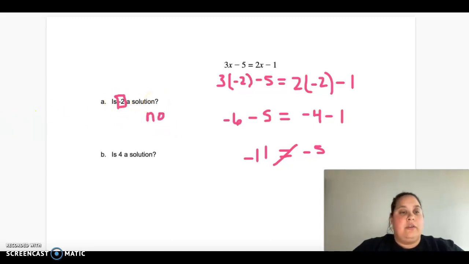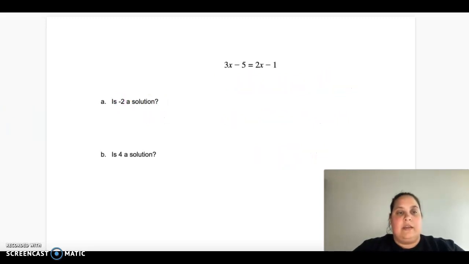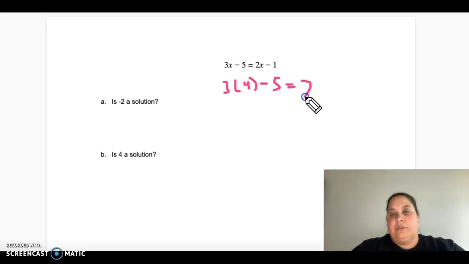So now we can check our other one. So I'm going to get rid of this one. I'm going to do that same thing, only we're going to use the number 4. So I'm going to take and do 3 times 4 minus 5. And then I'm going to do 2 times 4 minus 1.